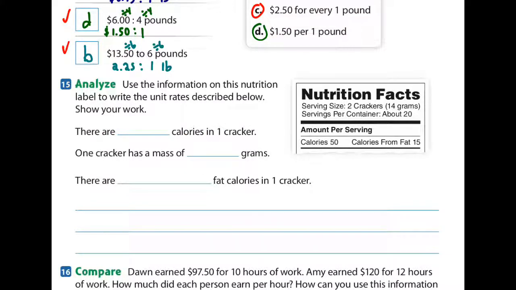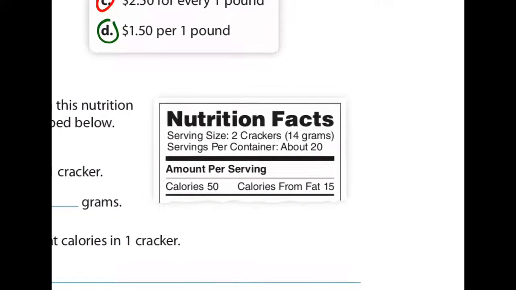By the way, since it just says show your work, it doesn't say explain, that just means that, you know, these lines down here, you think that you have to explain something, you could just show your work in those lines. So, first thing says, there are blank calories in 1 cracker. So let's take a look at our nutrition label here. Notice it says serving size 2 crackers. So when it tells you on a nutrition label that there's 50 calories, you have to look at the serving size. So there's 50 calories in 2 crackers.